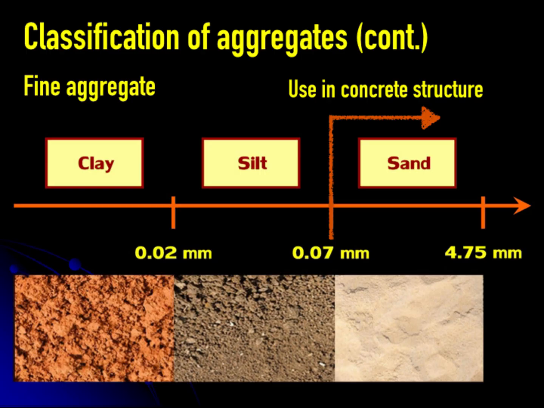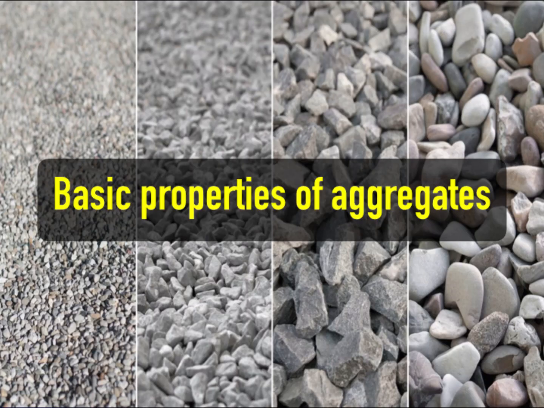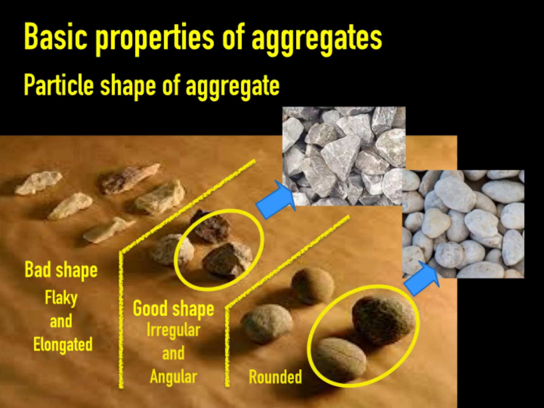So the suitable size of the fine aggregate should not be lower than 0.07 millimeters. Basic properties of aggregates. Particle shape of aggregates. The particle shape and surface texture of aggregate influence the properties of fresh and hardened concrete.